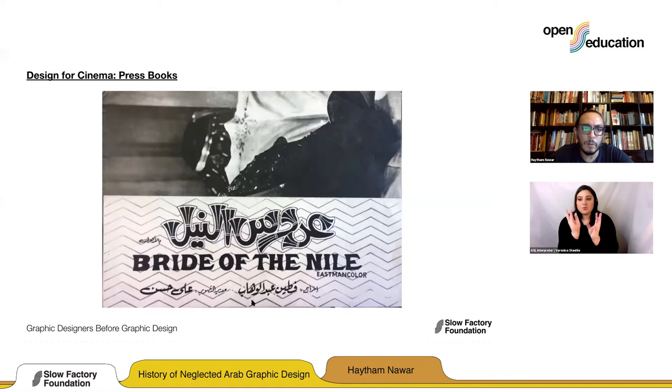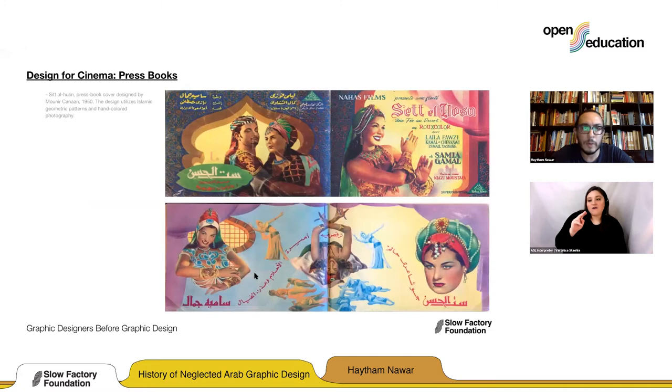And that's the last one by Munir Kanaan, Sitt al-Husn. Again, a beautiful way of colored photography mixed with illustration, again using a calligraphic style that gives a little bit of history or the fantasy of the Orient, and even the Latin typeface as well, trying to match the Arabic style.